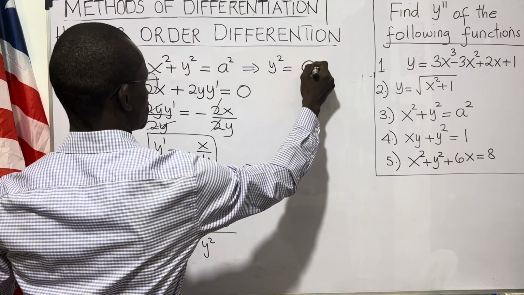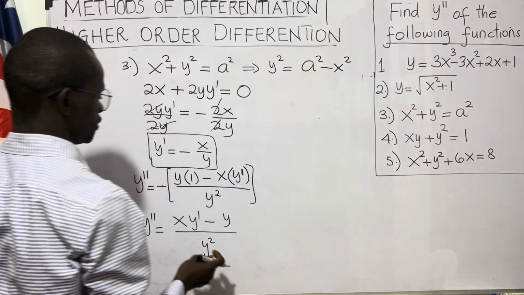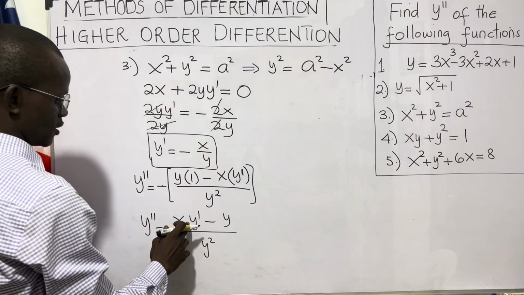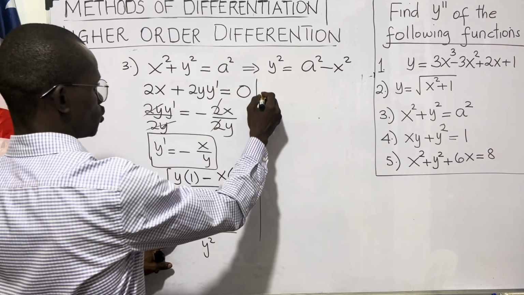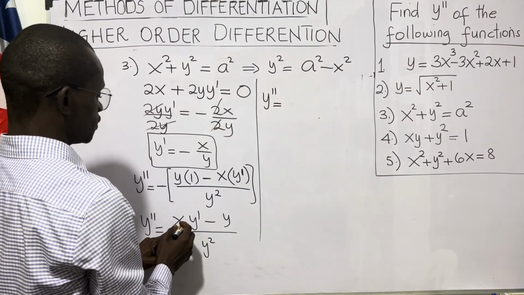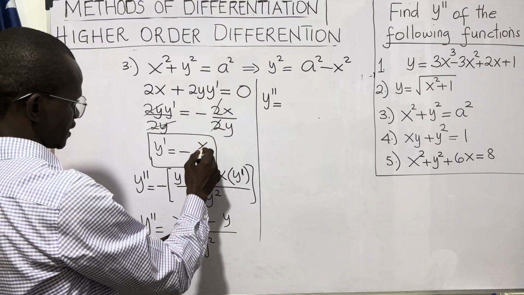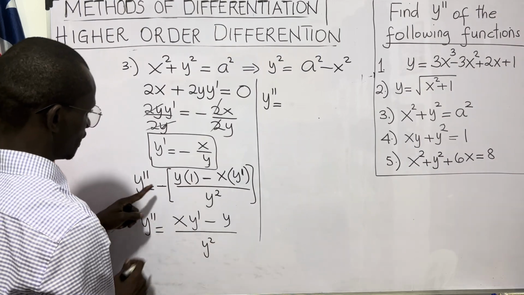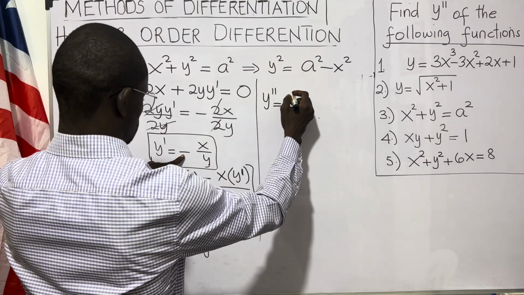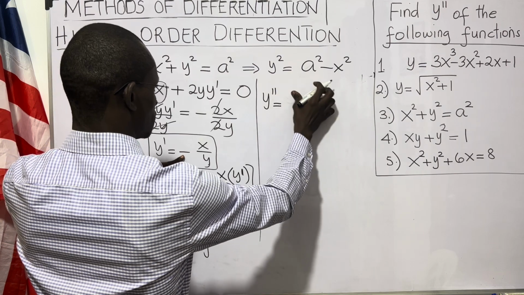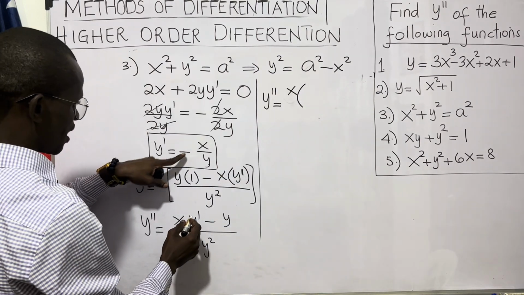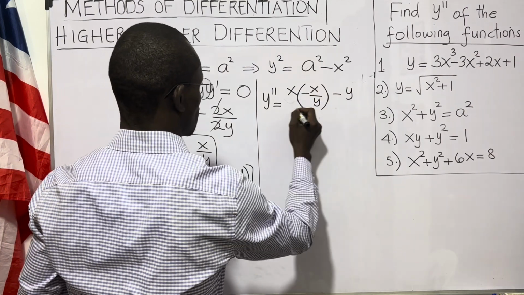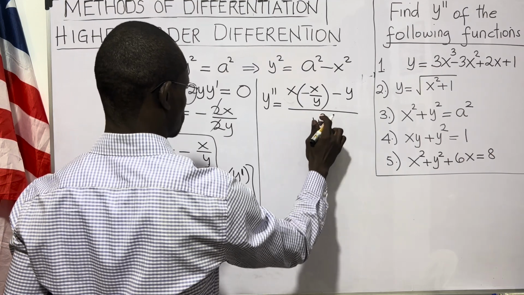Okay, let's put the positive first: a squared minus x squared. So a squared minus x squared will be our y squared. So let's first bring in this y prime. So y prime prime equals, this y prime is just minus x over y. There's a minus sign here, we already multiplied it, in fact. So this one now is x times this y prime, which is minus x over y, minus y, all divided by y squared.